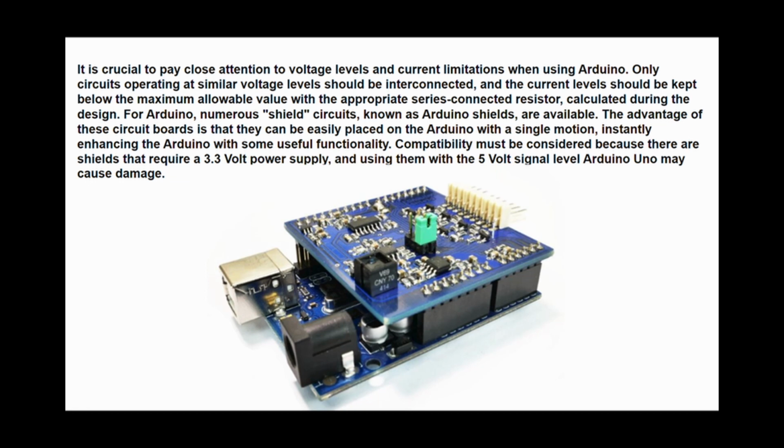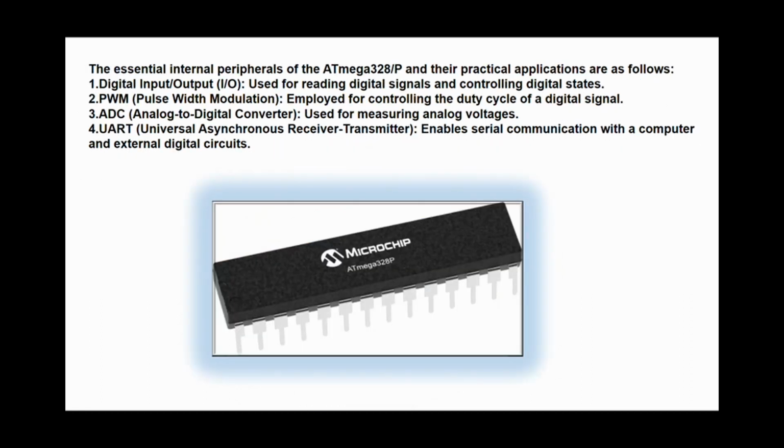The essential internal peripherals of the ATmega328P and their practical applications are as follows. 1. Digital input-output, I/O, used for reading digital signals and controlling digital states.